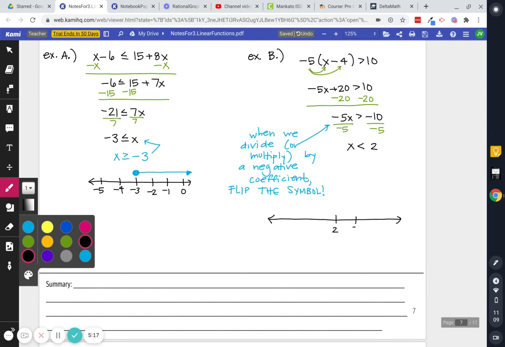I've got a 2. If I go to the right, I get bigger. If I go to the left, I get smaller, and we are going to end up in some negatives. Because this is x is less than, it gets an open circle, and then I want all the numbers x less than, so my arrow is going to go to the left.